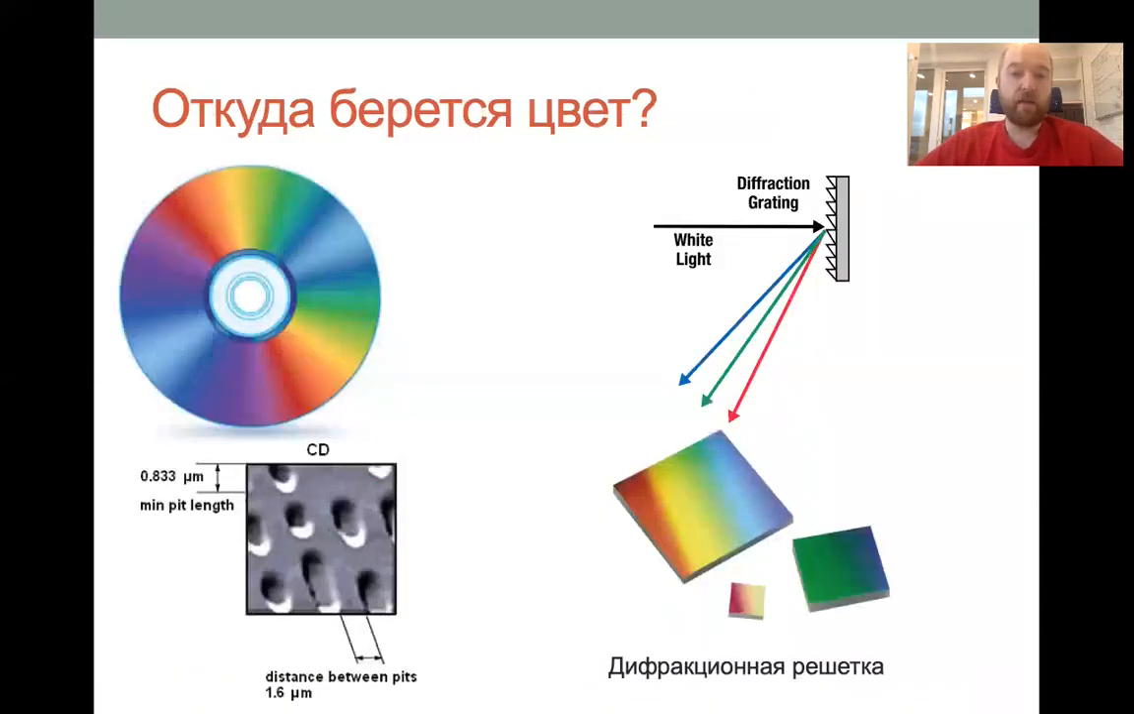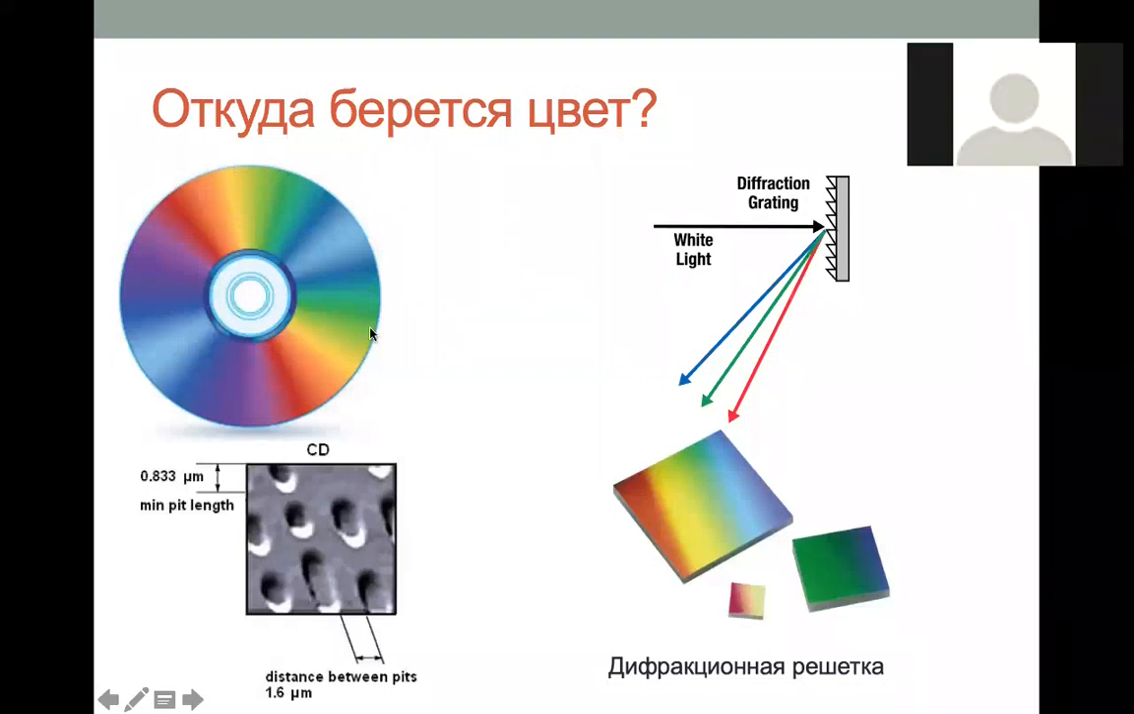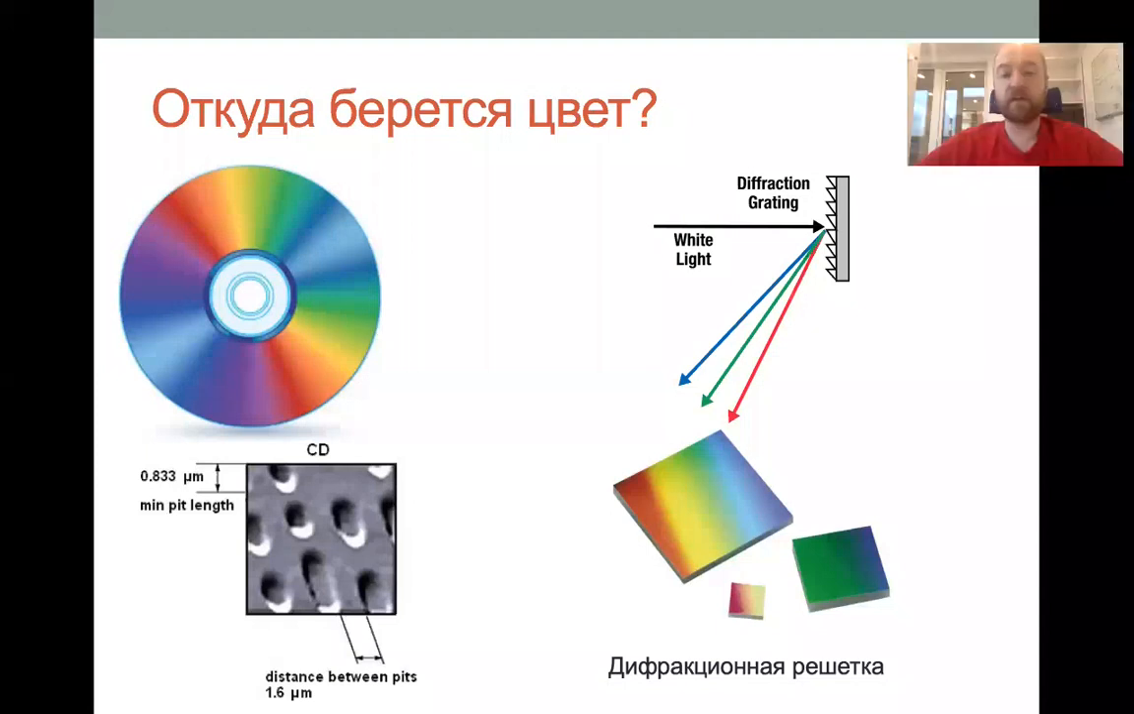Okay, this is another example. This compact disc, we can observe this rainbow reflectance. And this rainbow reflectance also comes through the periodicity, because it works like a diffraction grating. And you know that the angle of diffraction depends on the wavelength. If you have several wavelengths, the diffraction angle for each wavelength is different, and we can decompose incident light into the spectrum.